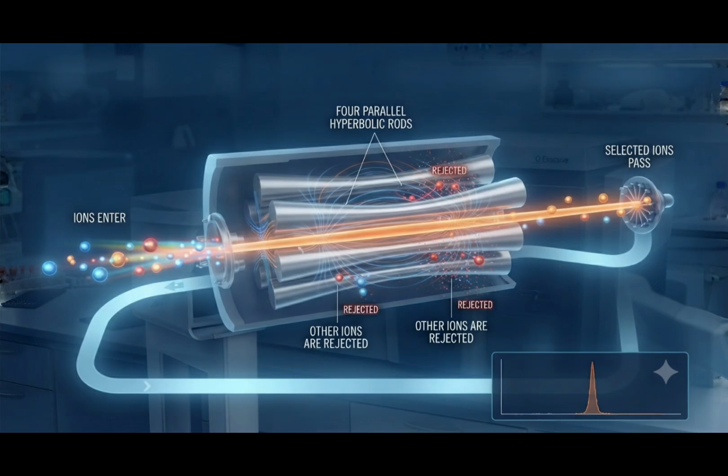Other ions become unstable and are removed from the ion path. Quadrupoles are widely used because they are robust, reliable, and highly suitable for quantitative analysis.